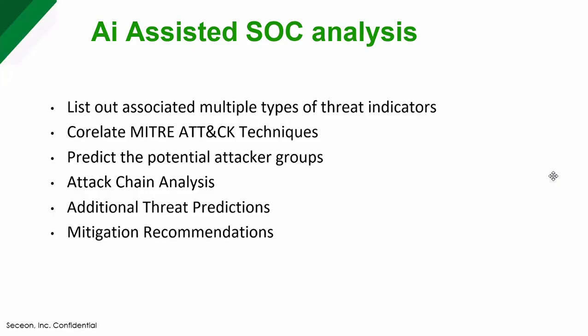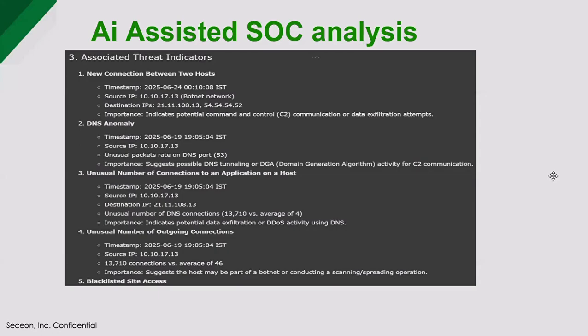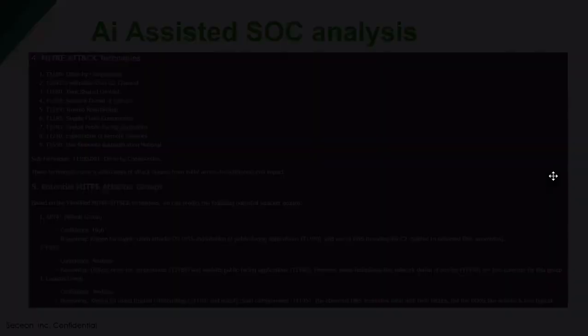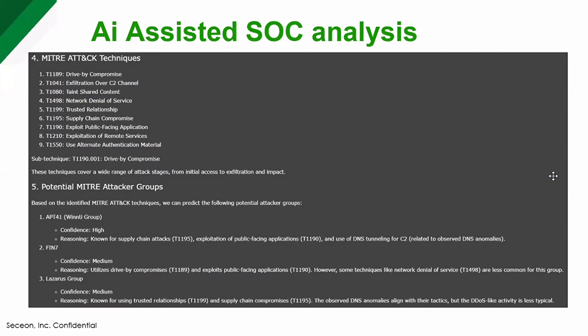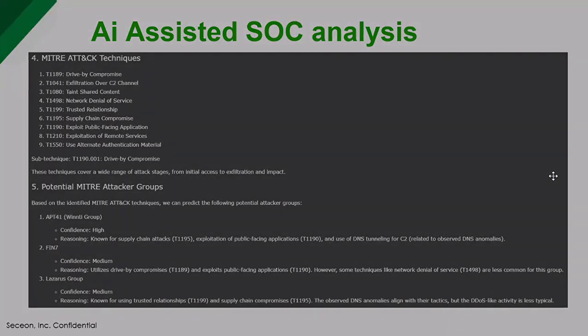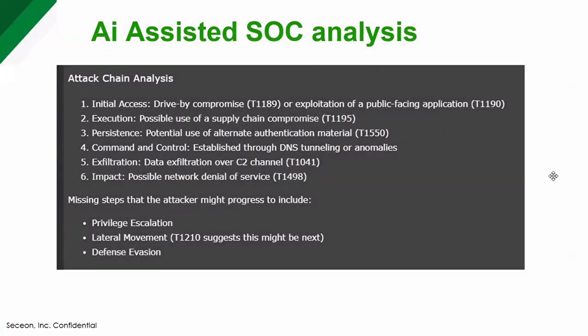They are going to list out various associated types of threat indicators. Okay, so you can see different kinds of threat indicators which are associated with that particular alert would be listed out. Okay, then you're going to get help about MITRE ATT&CK technique IDs, those that were matched during that particular alert. So in that case, potential MITRE ATT&CK groups would be highlighted so that again the SOC team can stay focused on the kind of attack that is happening, as well as, more importantly, attack chain analysis.